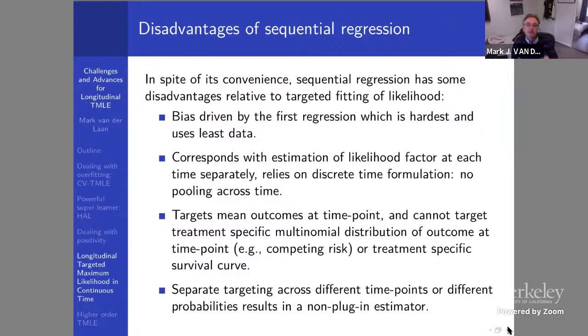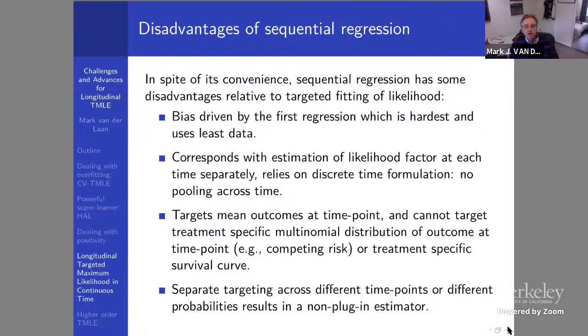So you really want to estimate the probability of these 3 events under a treatment regimen and under a control regimen, and look at the difference to understand really what the treatment does to this important outcome process. Now these are examples where you can still use sequential regression by just targeting one probability at a time, but that means you get a non-compatible estimator.